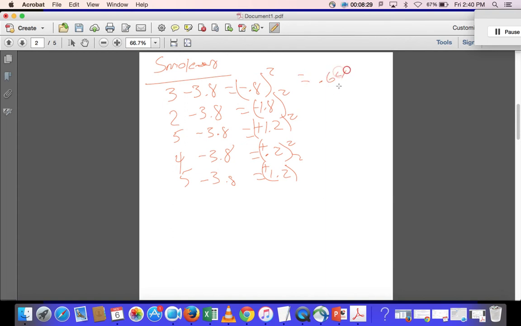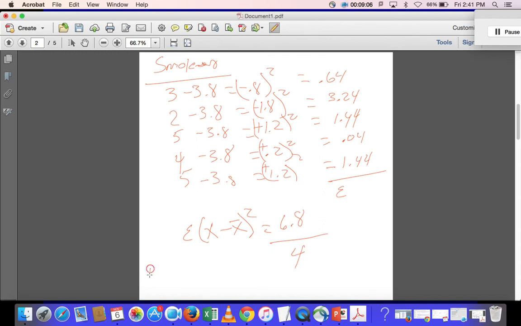For our first value, we get positive 0.64, 3.24, 1.44, 0.04, and last 1.44. So now we're going to take the sum of these values, and when we take the sum of those values, that should give me, for my numerator, so again, the sum of my squared deviations, a value of 6.8 for my smokers. So 6.8, now divide that by 4.